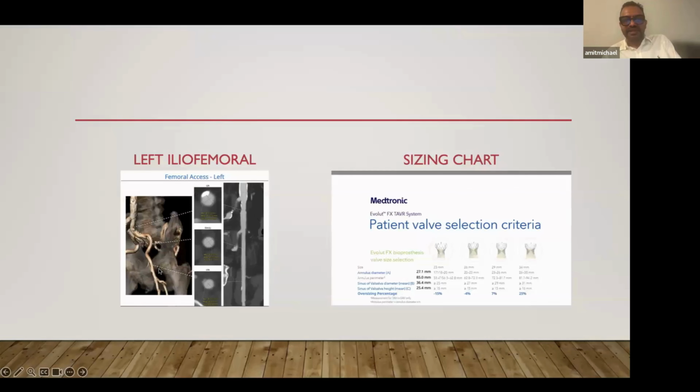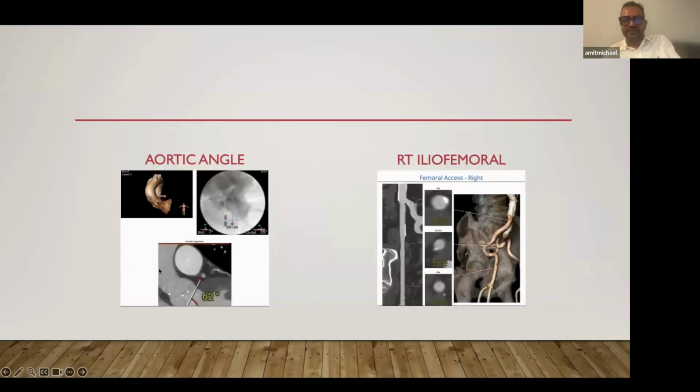We use the same software to assess what we call the aortic angle. The aortic angle is defined as follows: we take the line across the annulus and then measure the horizontal angle of the aorta to it. Anything above 45 degrees is considered a horizontal aorta.